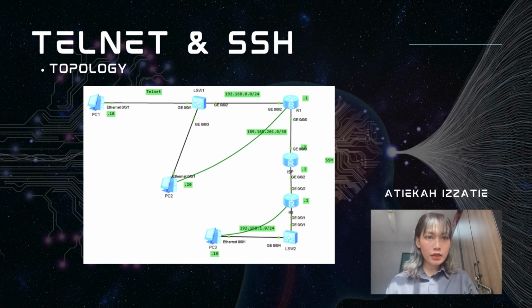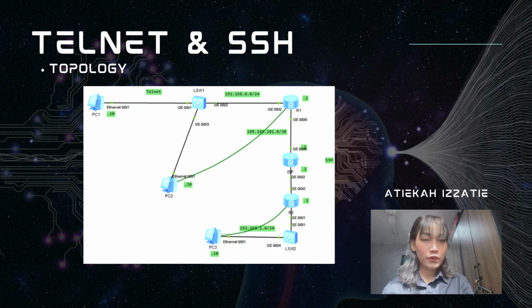Hello, my name is IZZATIE binti Muhammad Asri. Now I will explain about my topology, which is for Telnet and SSH. So firstly, let's discuss about the PC and switch configuration. Each of my PCs is connected to its respective switch via Ethernet interface. For example, PC1 is connected to switch LSW1 through the Ethernet 0/0/1 interface.